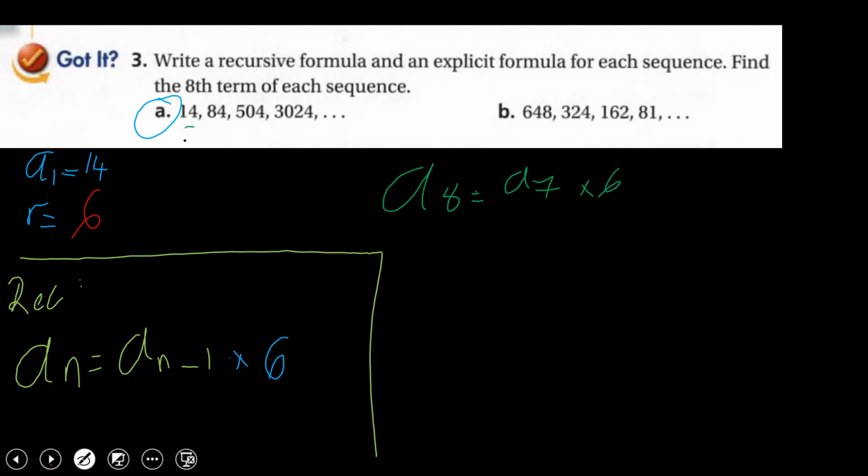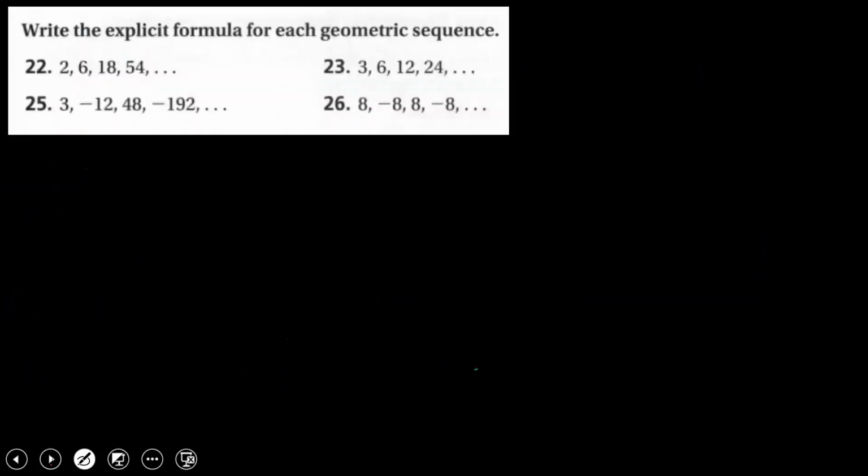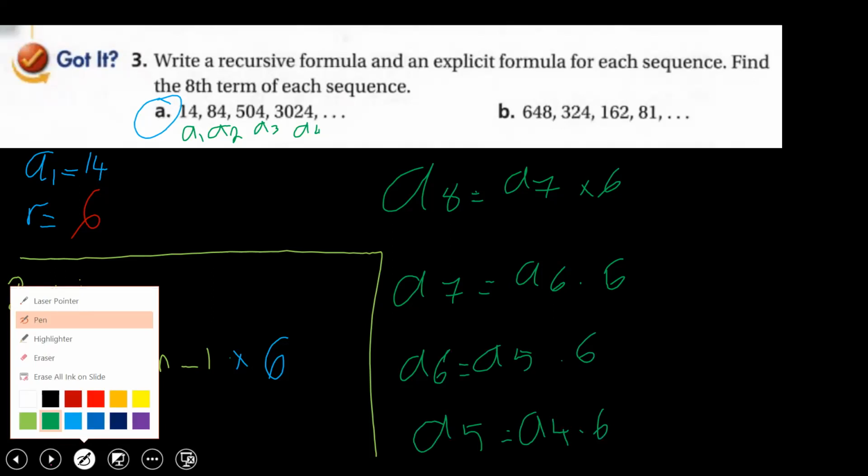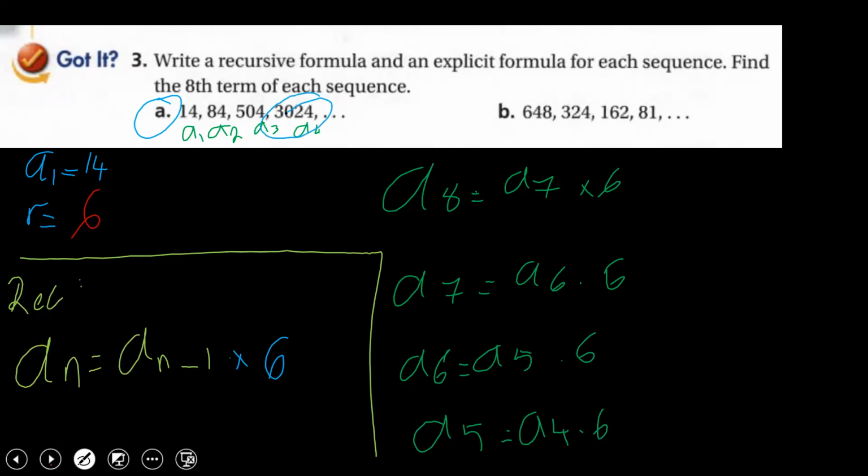Here I have A sub 1, A sub 2, A sub 3, and A sub 4. So, if I want to find A sub 8, I need A sub 7. And if I want to find A sub 7, I need A sub 6. And if I want to find A sub 6, I need to find A sub 5 times 6. And also, if I need A sub 5, I need to find A sub 4 times 6. But A sub 4 is given.